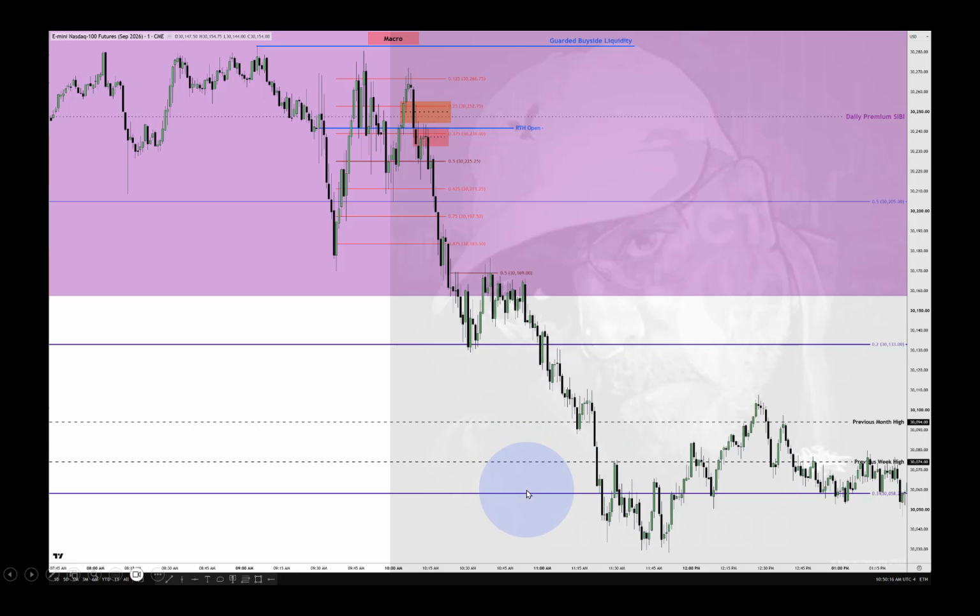30% is, it could happen. I like to look for half of 20 to 30. So that's like 25%. And that would take us also in agreement with around the previous month's high. And you can see right here at 10:11.